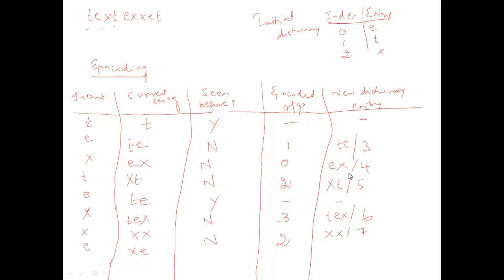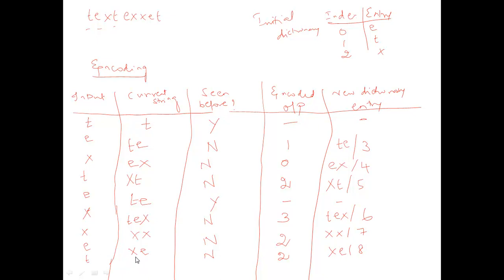XE is not there in the dictionary. Again, you can see here from 0 to 7, XE is not there. So you will write only no. And what is the encoding? The previously unencoded is only X, which takes the index 2. Update the new dictionary entry XE at 8. And then the last letter is T.